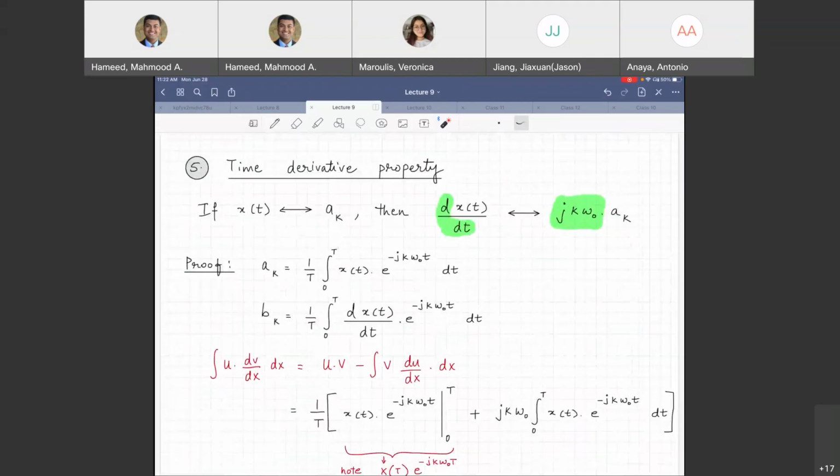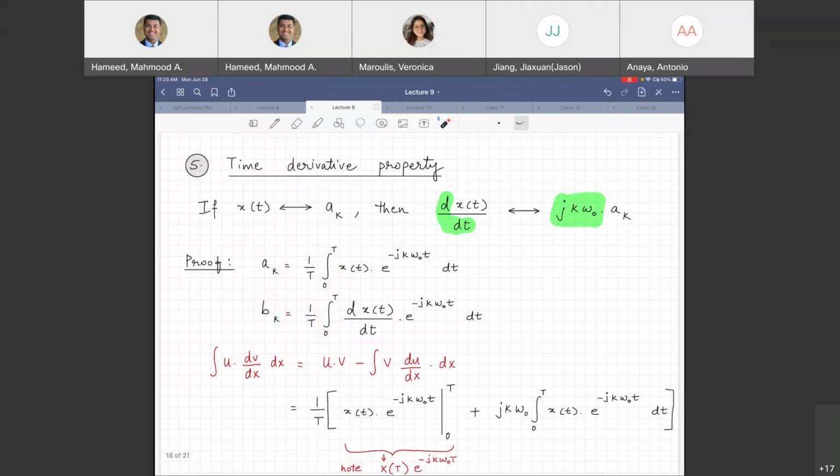Let's prove it. Differentiating it, does it really do that? So let's say we have a k, the Fourier series coefficients of x of t. 1 over T, integration over one time period, x of t e to the minus jk omega naught t dt. We have seen this like 315 times. b k, what is that? b k is the Fourier series coefficients of the differentiated signal, right? So 1 over T, 0 to T, differentiate x of t with respect to time once, e to the minus jk omega naught t dt remains as is.